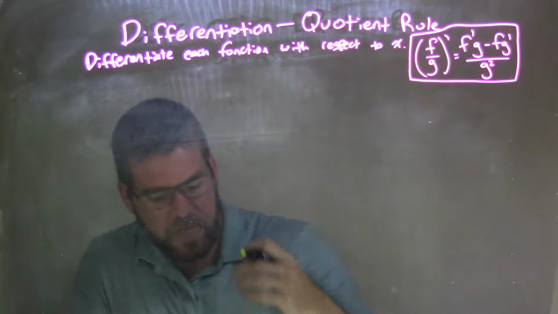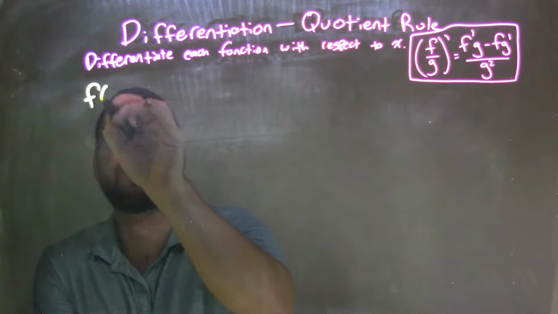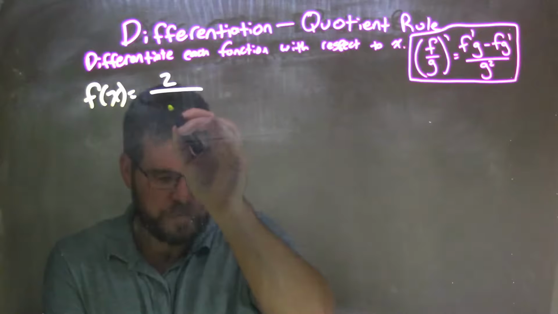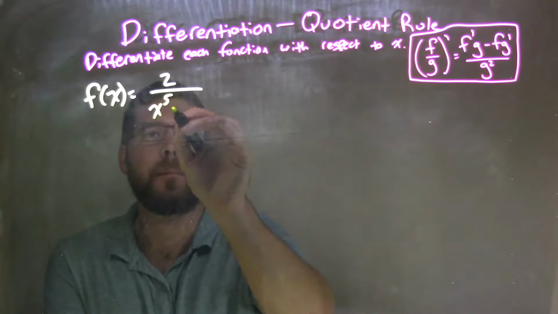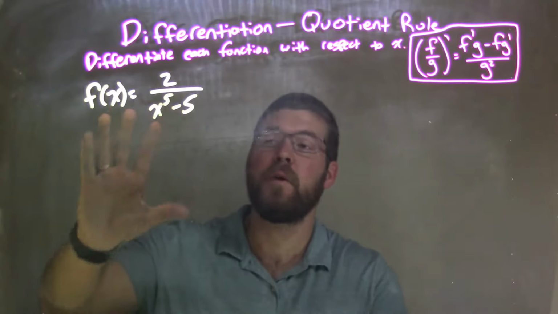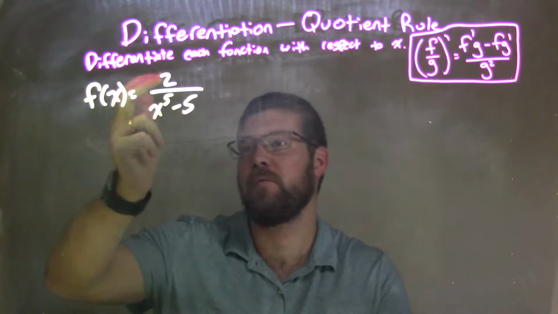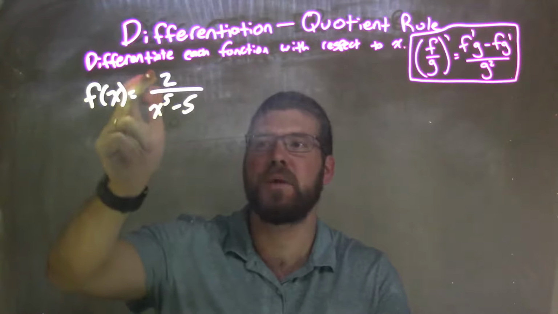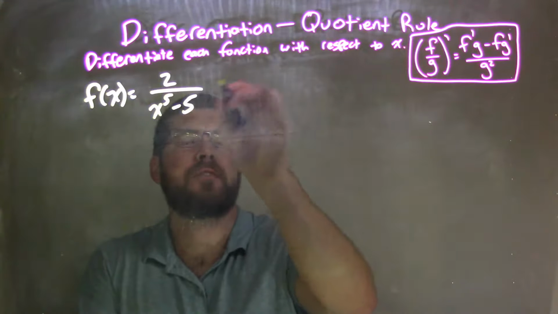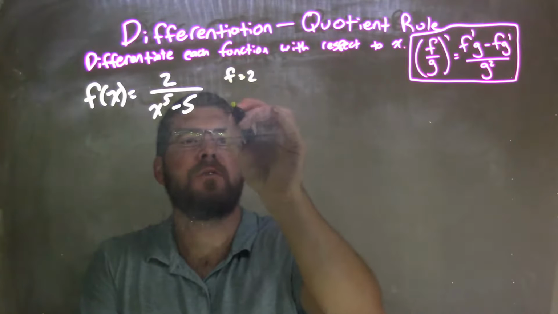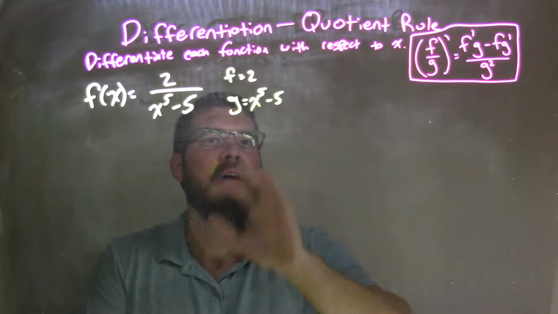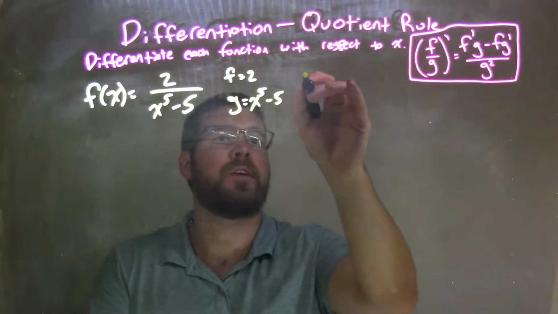So if I was given this function, f of x is equal to 2 over x to the fifth minus 5. Okay. Well, since I have this function, I can break it down to be a function divided by another function, being 2, the other function being x to the fifth minus 5. I can label my top one f, which is 2, and my bottom one g, which is x to the fifth minus 5. Now while I'm at it, I can take the derivative of each one.